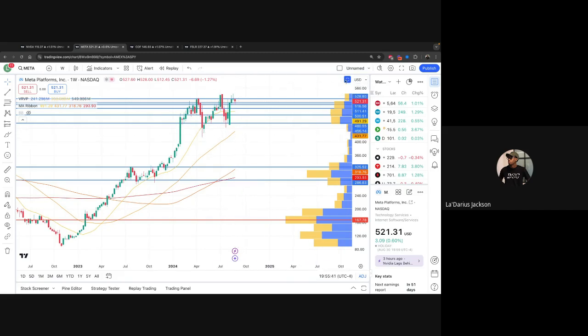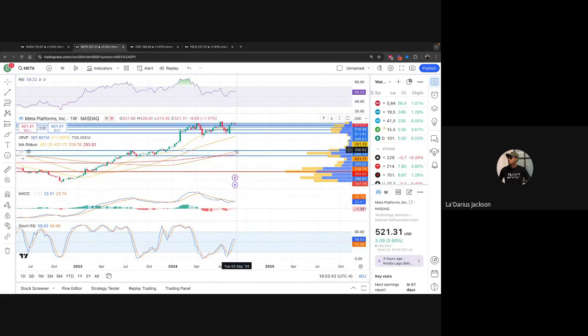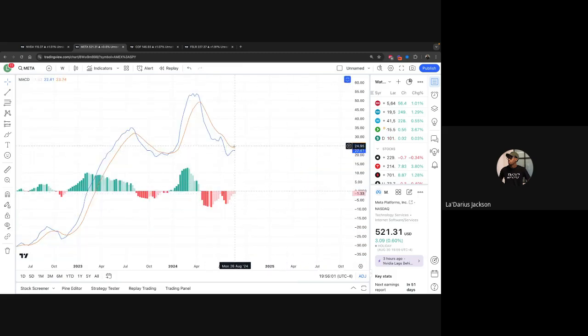So yeah, Meta, really nice setup on the weekly. The RSI was going back up until we ran into that top side rejection on resistance. So we have 59 on the RSI. It's kind of waning and losing some juice on the weekly, but we'll see if we get a pop back to the upside. The reason I'm saying that is because we have a really nice MACD crossover preparing for us on the weekly.